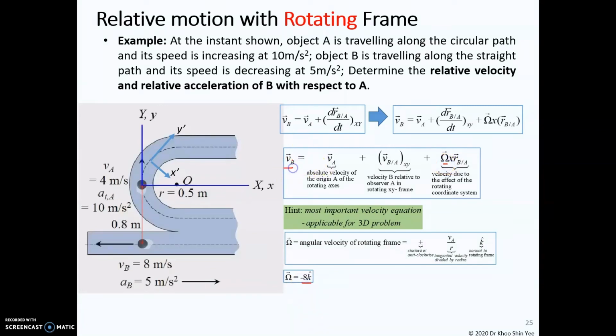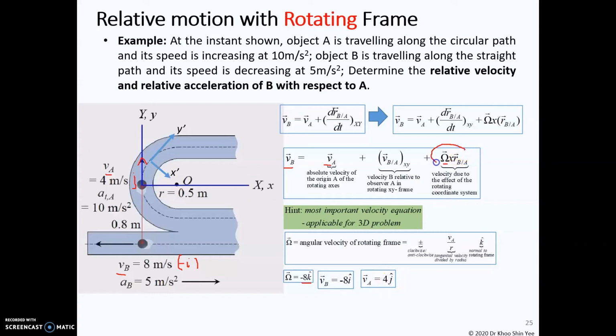Let's look at VB. VB is over here, moving to the left hand side. The left hand side is the negative i direction. Therefore, you obtain VB equal to negative 8 in the i direction. Then you have VA. VA is over here, which is moving in the y direction. Therefore, you have 4 in the j direction. So your VA is equal to 4j.